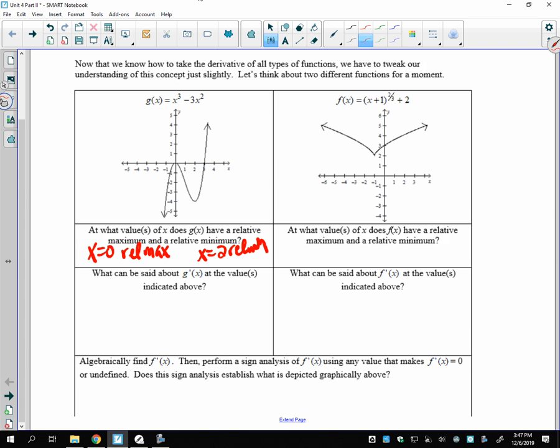And it says, what can be said about g prime of x at the values indicated above? Well, what do we know about the derivative when there's a relative max or min? Well, hopefully, we remember that that means the derivative equals 0, which means that it has a horizontal tangent line, right? Like you could draw in a horizontal tangent line on those graphs, right?